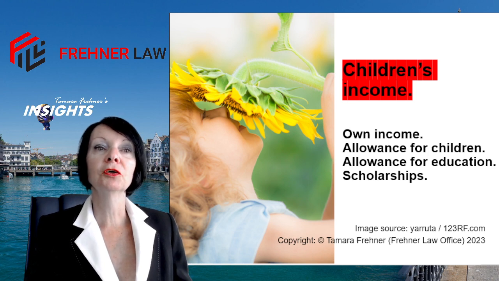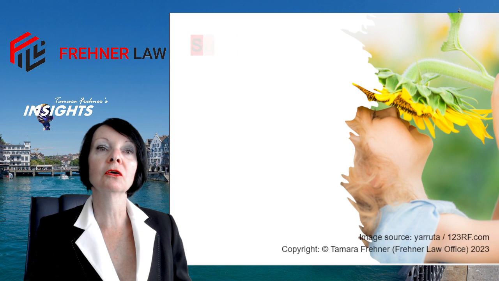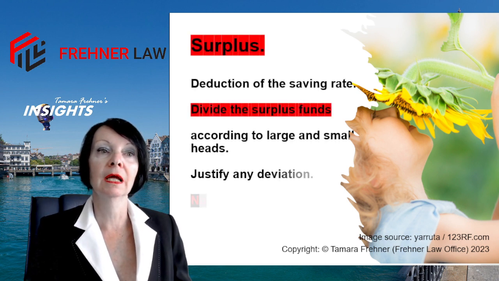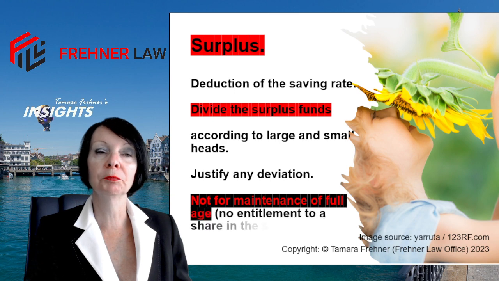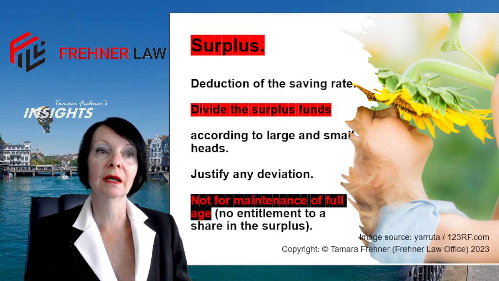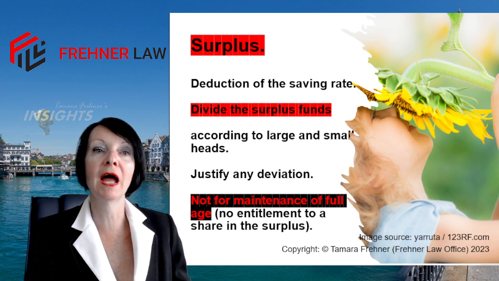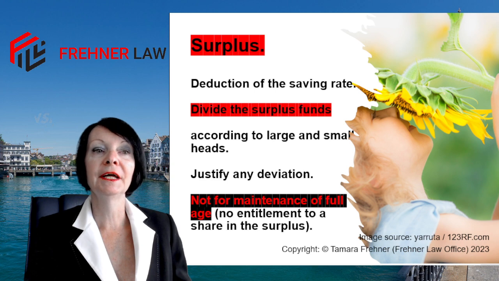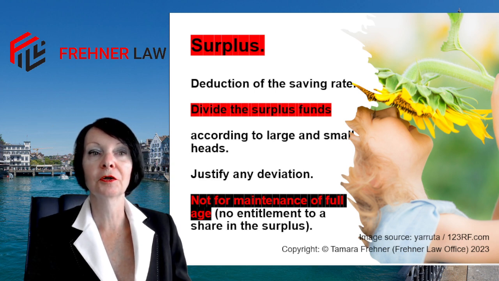Subsequently, the income is to be compared to the cost of living. A deficit or a surplus may result. A saving quota is to be deducted from the surplus. The surplus is distributed according to large and small heads between parents and minor children. A deviation must be justified.